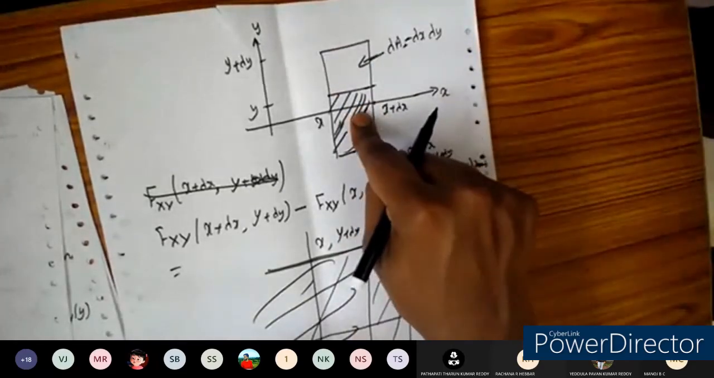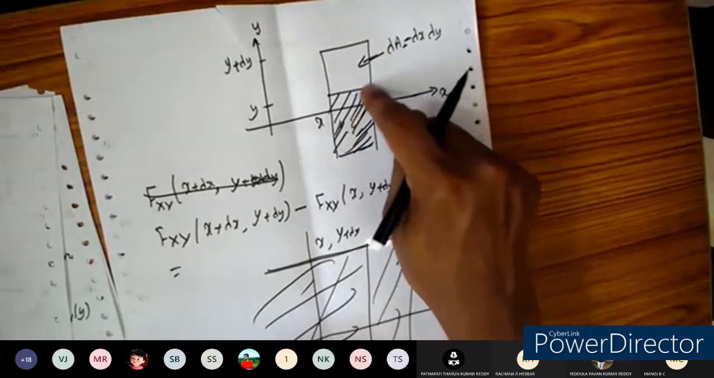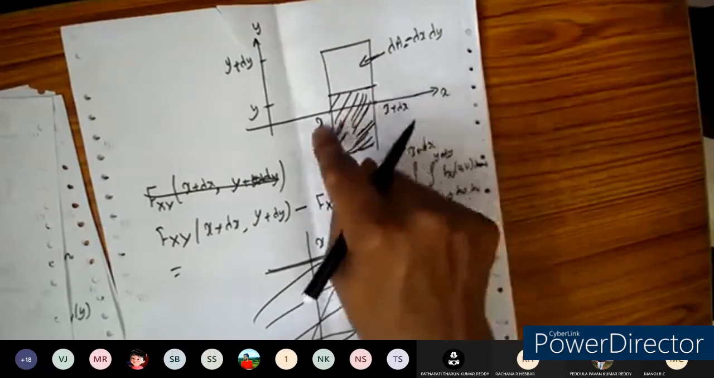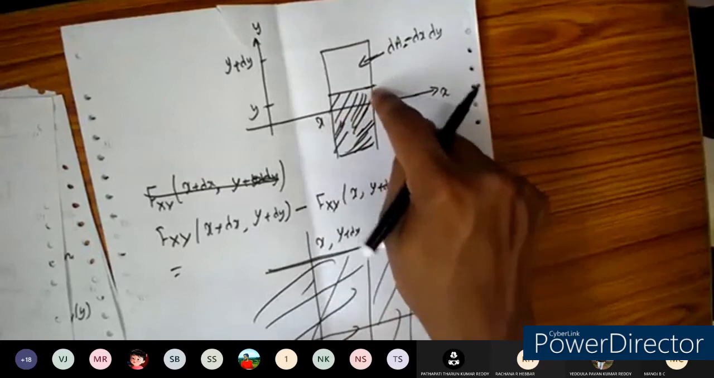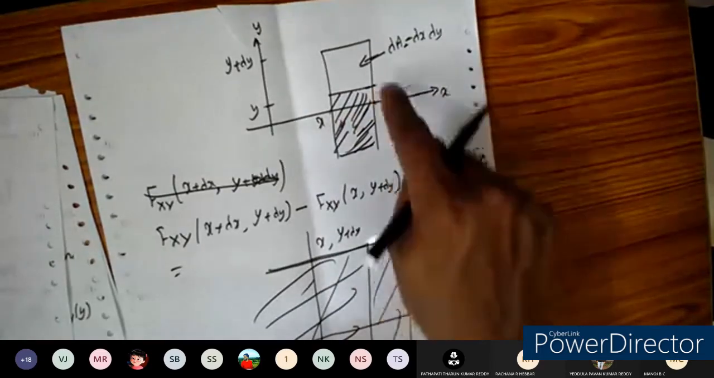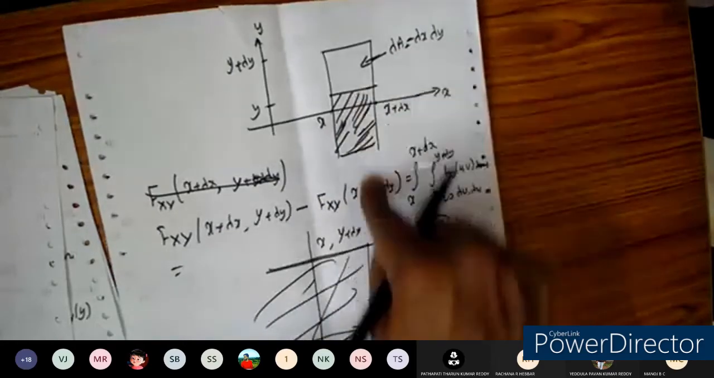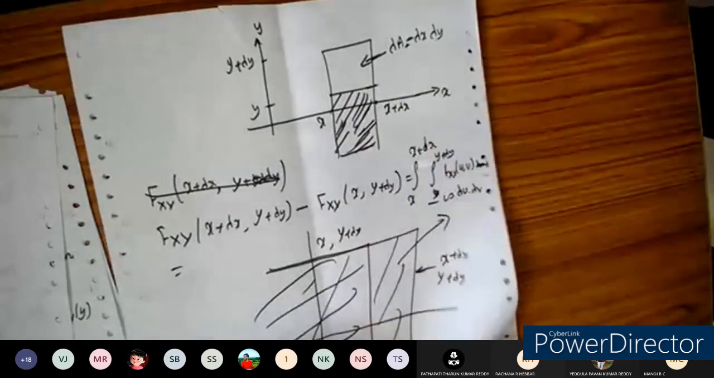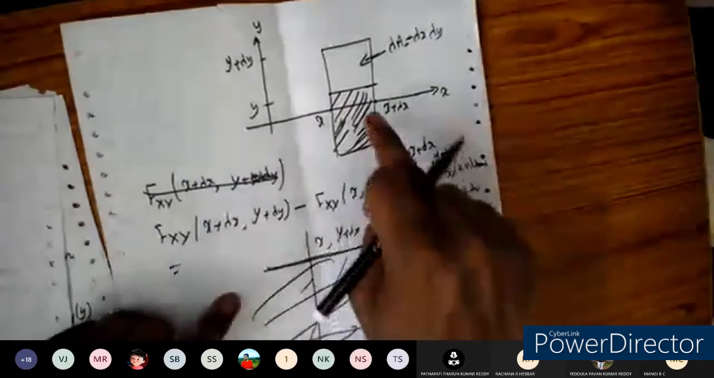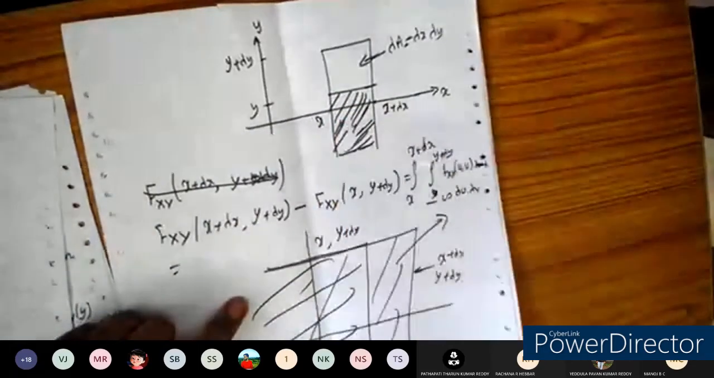If I want to remove the shaded portion, this area will be x plus dx up to x, and y up to minus infinity will be there. So if I subtract this equation with y minus dy, I am going to get the area. The next equation I am going to define with respect to this shaded portion of the area, and it can be obtained like this.